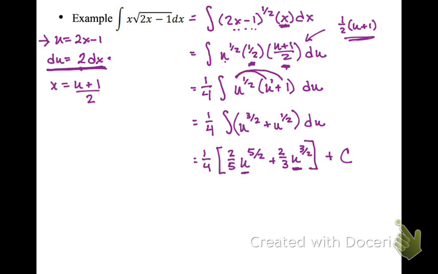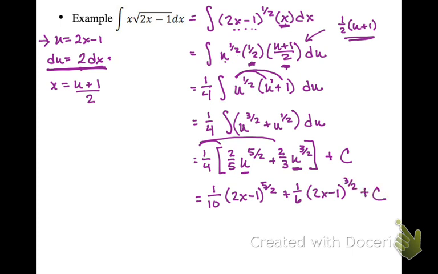Okay, and we also need to distribute the 1/4 into those things, right? Yes. So 1/4 times 2/5, the 2 and the 4 reduce. So 2 times 5 is 10. So 1/10 of 2x minus 1 to the 5/2 plus 1/4 times 2/3, 1/6, of 2x minus 1 to the 3/2 plus C.